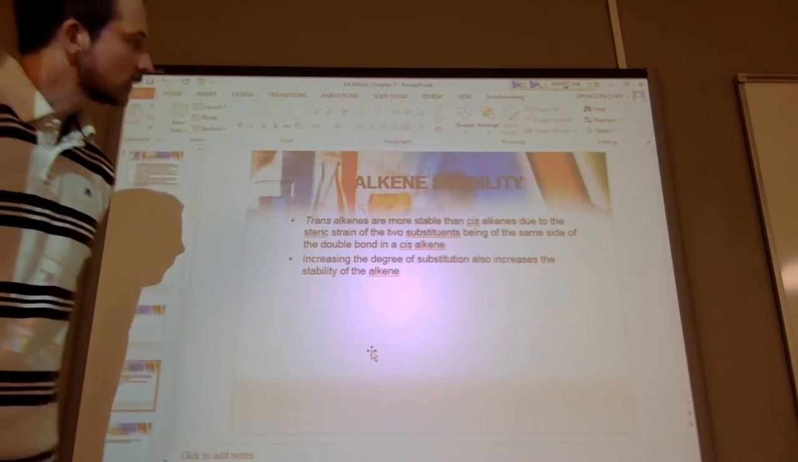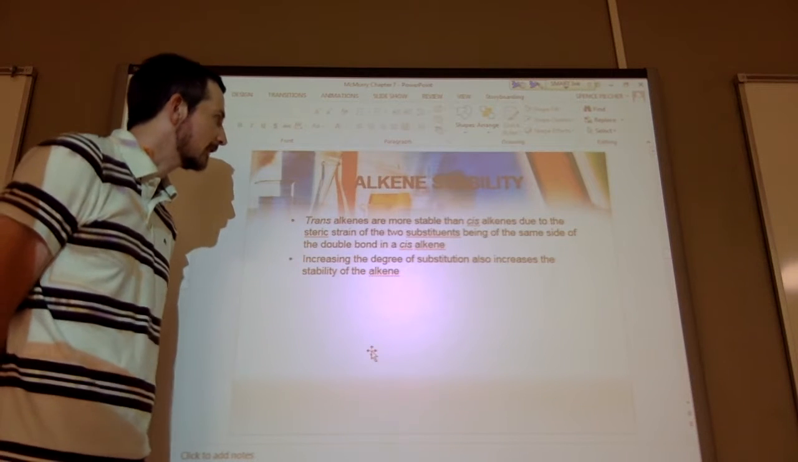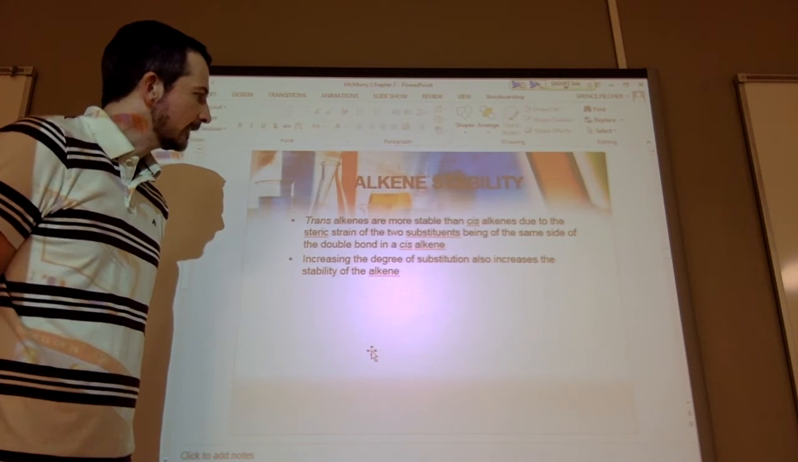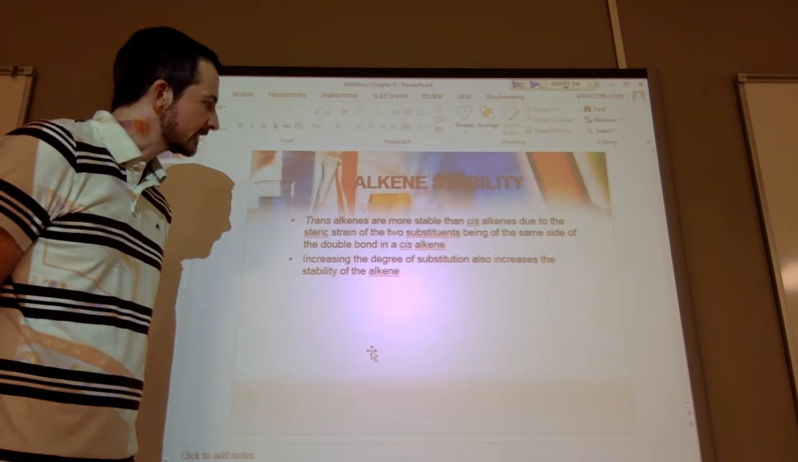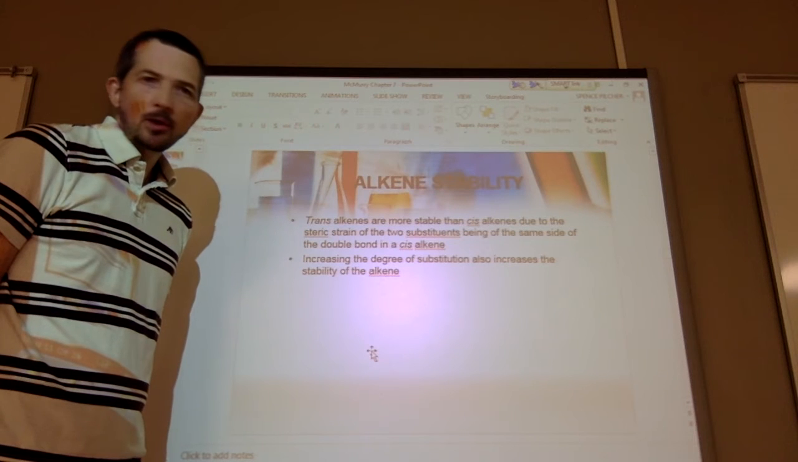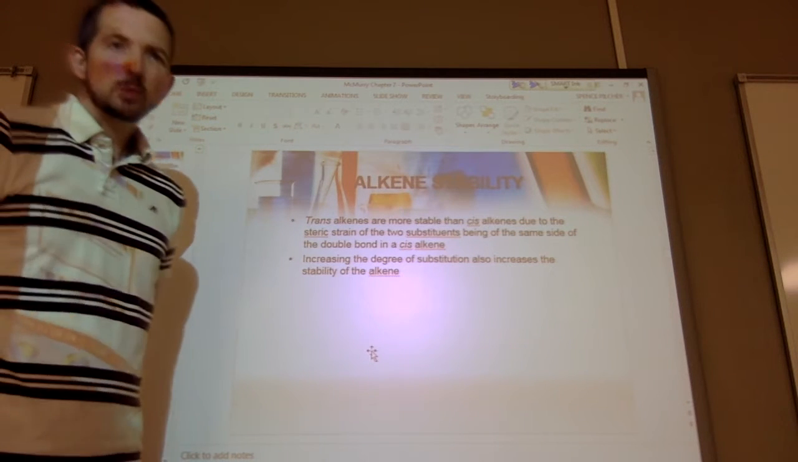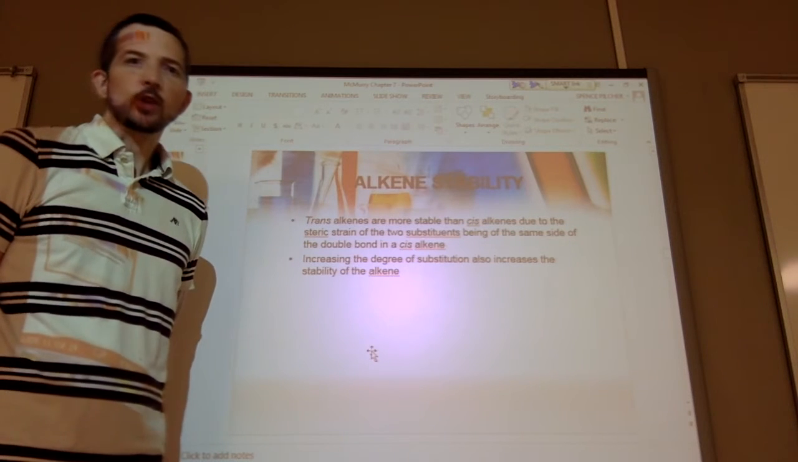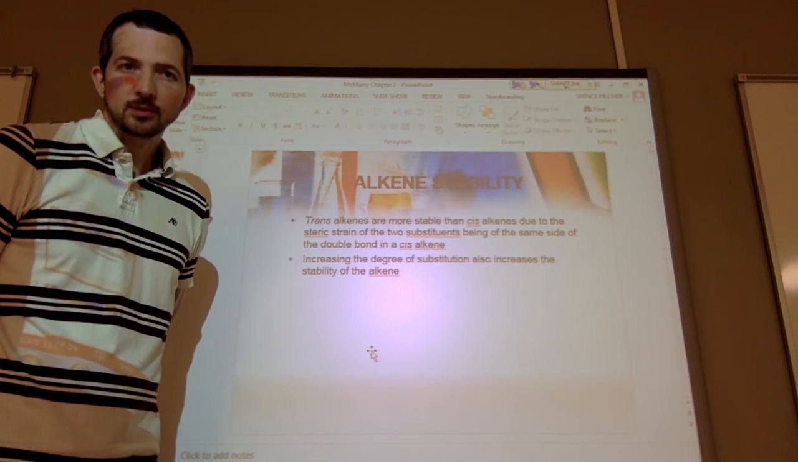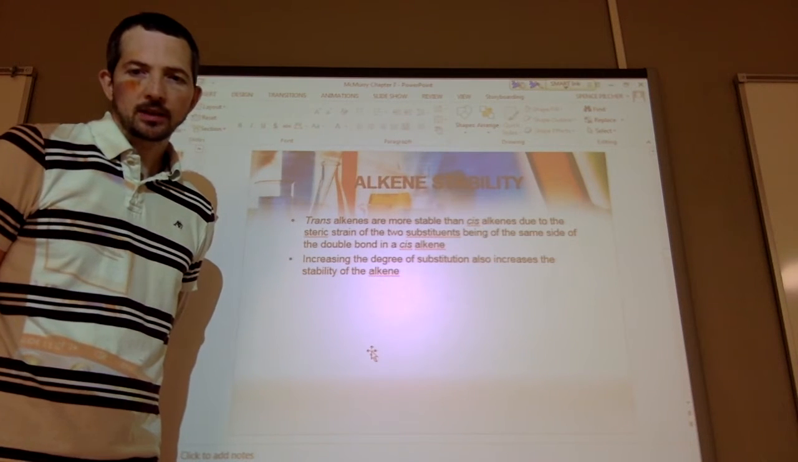So trans alkenes are more stable than cis alkenes due to the steric strain of the 2 substituents being on the same side of the double bond in a cis alkene. Increasing the degree of substitution also increases the stability of an alkene. So the more alkyl groups you have attached to your double bond, the more stable it is. And so really when you look at cis and trans is when you only have 2 substituents. And trans is more stable than cis. But if you have a tetrasubstituted alkene, it's more stable than a trans disubstituted alkene.